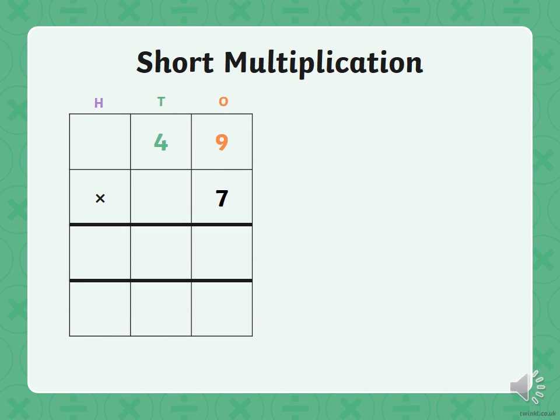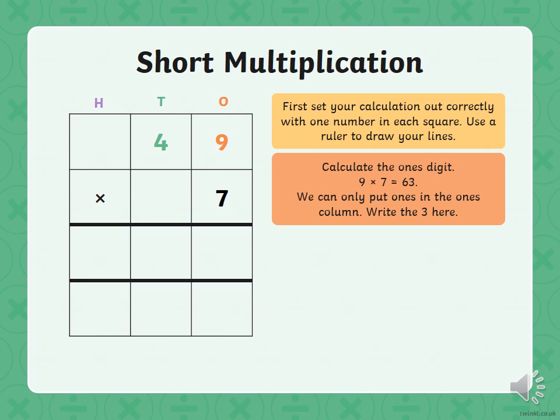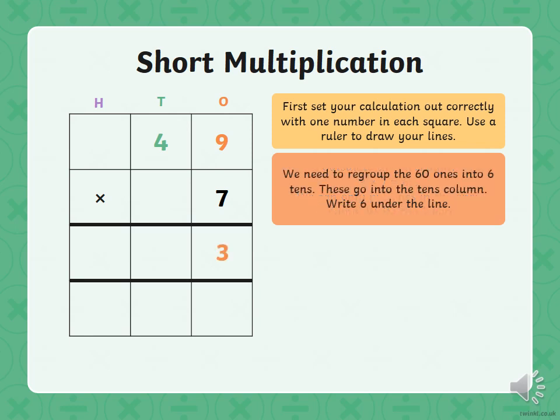So short multiplication, 49 times 7. First, set out your calculation correctly with one number in each square. Use a ruler to draw your lines. Calculate the ones digit, 9 times 7, which is 63. We can only put the ones in the ones column, so we write the 3 here. We need to regroup the 60 ones into 6 tens. These go into the tens column, so write 6 under the line.